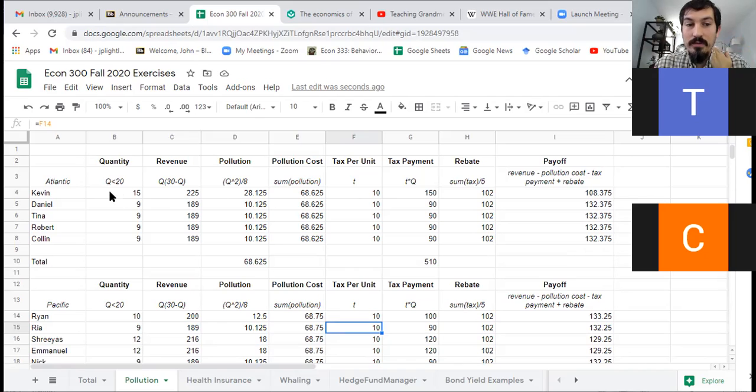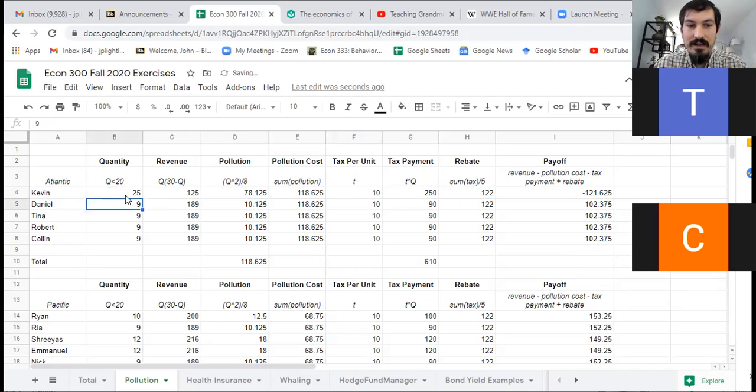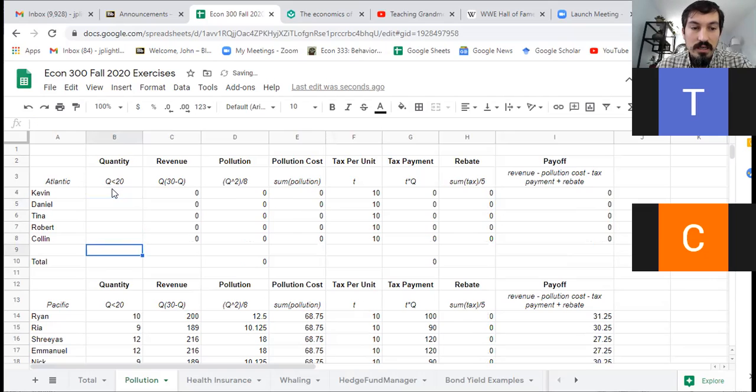So if you're one of these high, what if Kevin went all the way up to 20? You know, if he went all the way up to 20, yes, he's causing a lot of pollution here, and that's bad. And he's got this huge tax payment. Look how low his payoff would be then, only 21. If he goes up to like 25, he's going to be losing money. Yeah, if he goes up to 25, he's in the negatives. Anyways, this is the world that I want to try now.